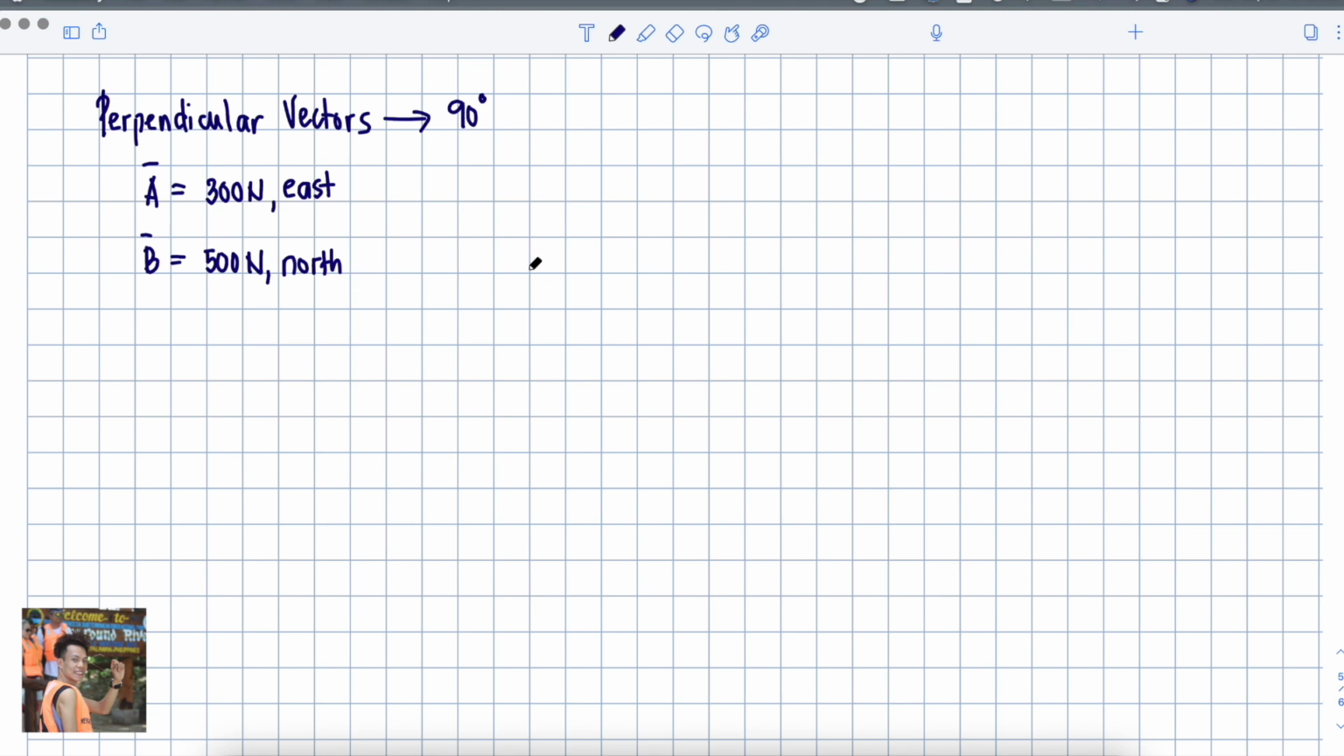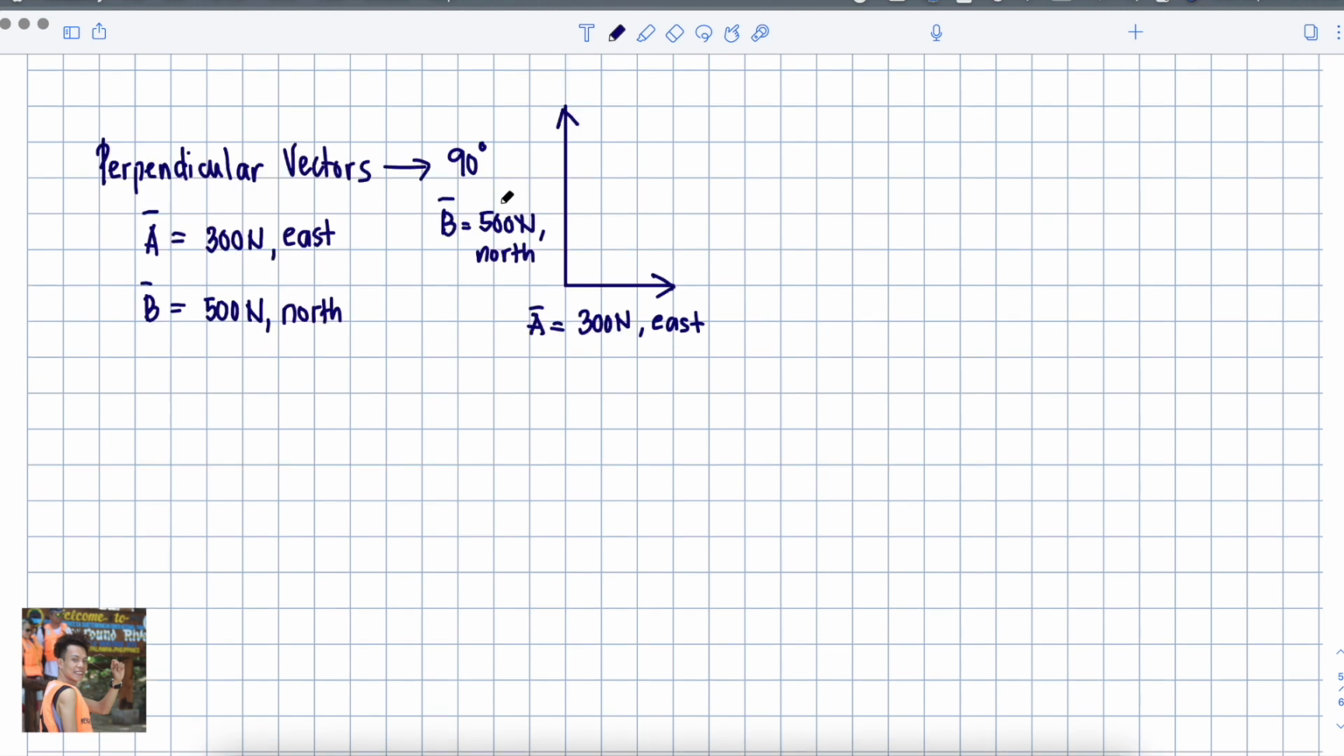Let's draw these two vectors. We have vector A, 300 newtons east, and also we have vector B. Vector B is 500 newtons north.